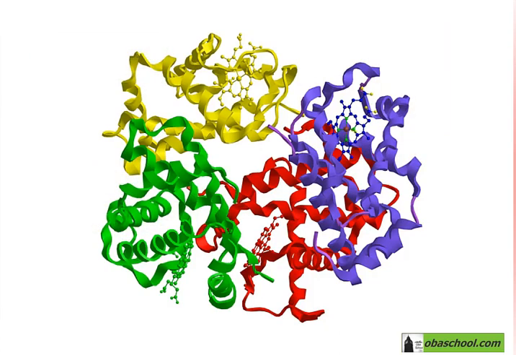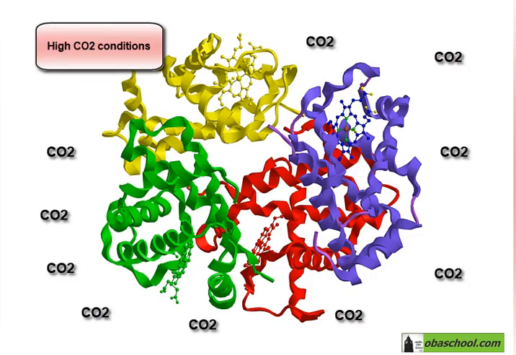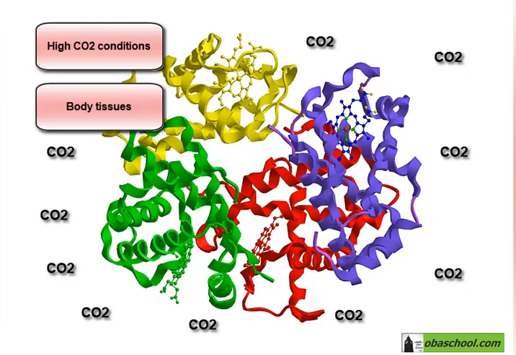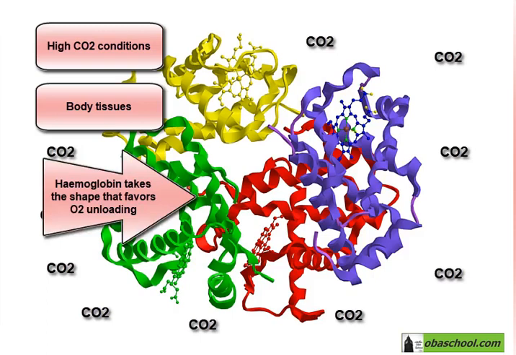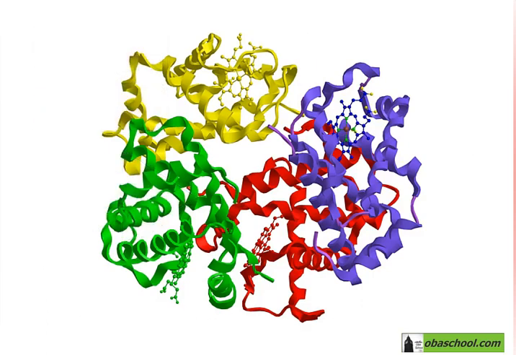When carbon dioxide is present, this means we are at the level of the body tissues because carbon dioxide diffuses from the tissues to the blood over there. Hemoglobin will change its shape to take on a shape that is leaning more towards unloading oxygen. So it releases oxygen at the level of the body tissues so that oxygen can diffuse from the blood to the tissues. This property makes hemoglobin a great molecule for both loading and unloading oxygen.